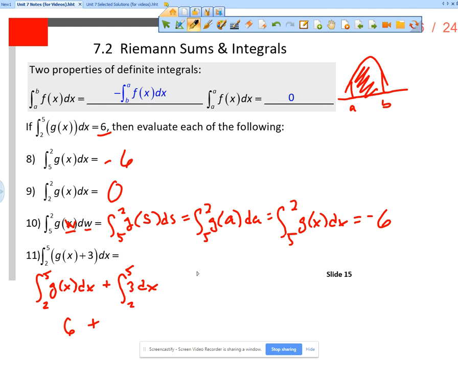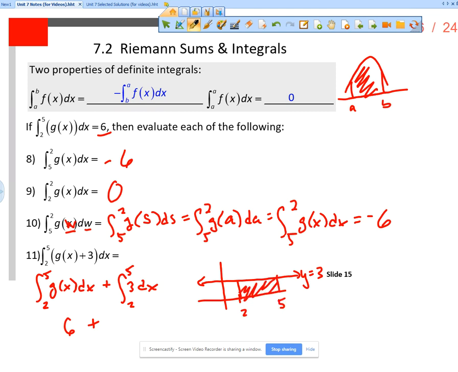What is y equals 3? Y equals 3 is a horizontal line. Here's y equals 3, right? So y equals 3 is a horizontal line, and we want to know the area under the curve from 2 to 5, right? Isn't that what we want to know?